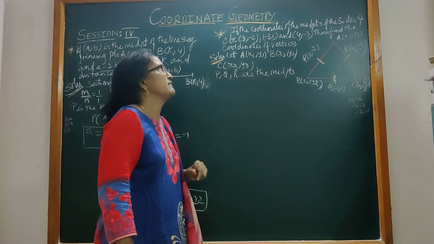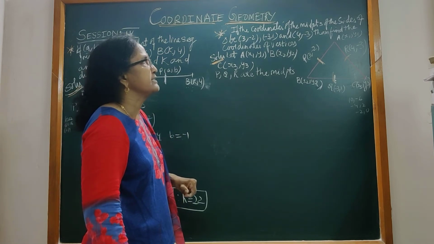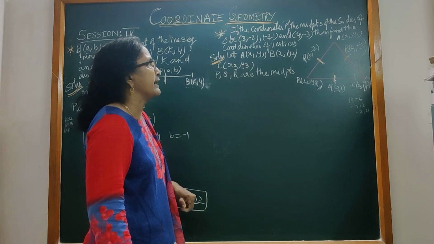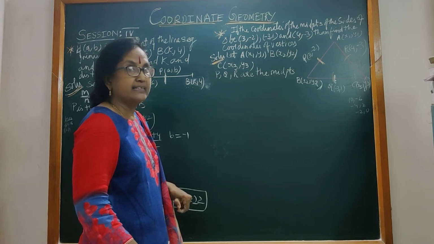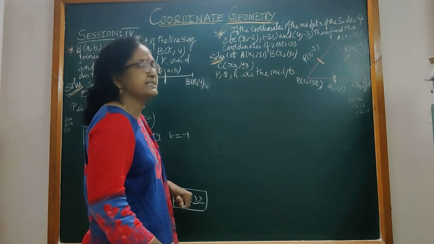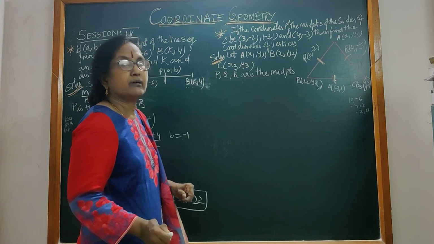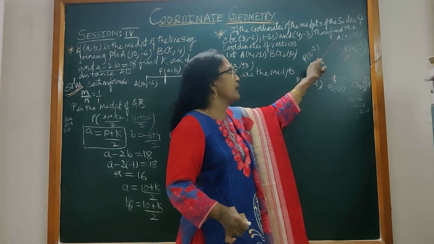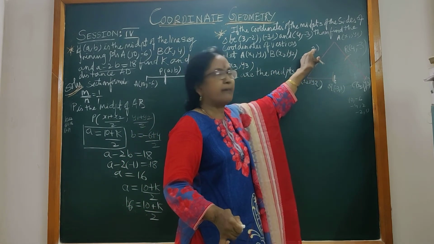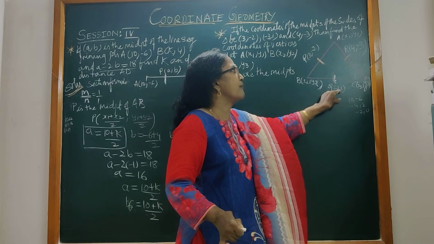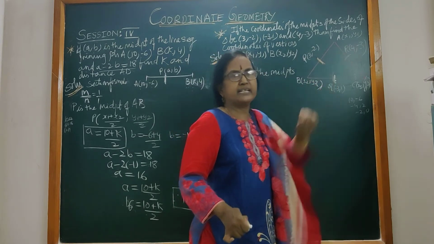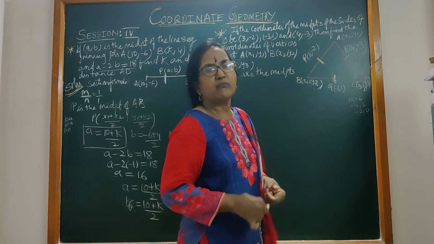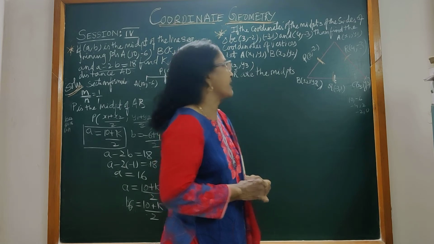Now the next question which we are coming to: if the coordinates of the midpoints of the sides of triangle ABC are given. Now the triangle is given, A, B, C. We don't know the vertices of it. The vertices you don't know, but you know the midpoints: P (3, -2), Q (-3, 1) and R (4, -3). If you know the midpoints, we can find the vertices of the triangle.